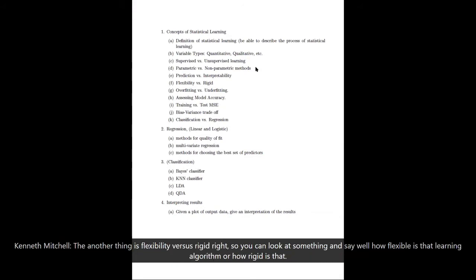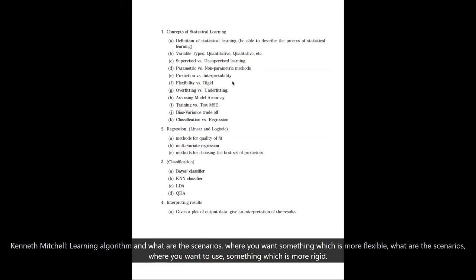Another thing is flexibility versus rigid, right? So you can look at something and say, well, how flexible is that learning algorithm? Or how rigid is that learning algorithm? And what are the scenarios where you want something which is more flexible? What are the scenarios where you want to use something which is more rigid?